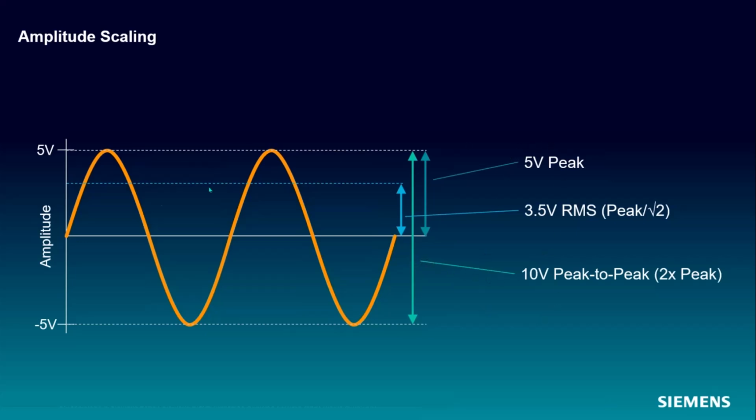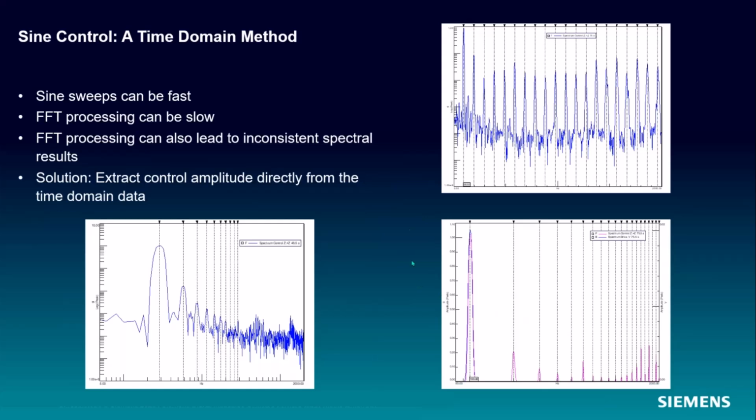So it's very important to understand the amplitude scaling when somebody hands you a test spec and says, do a 5G sine sweep. Well, that doesn't really answer my question, right? Do I mean 5G's peak, 5G's peak to peak, 5G's RMS? You can imagine, depending on what the answer is to that, that I'm actually going to have very different excitation levels for my test. That complicates sine, right? What is my amplitude?